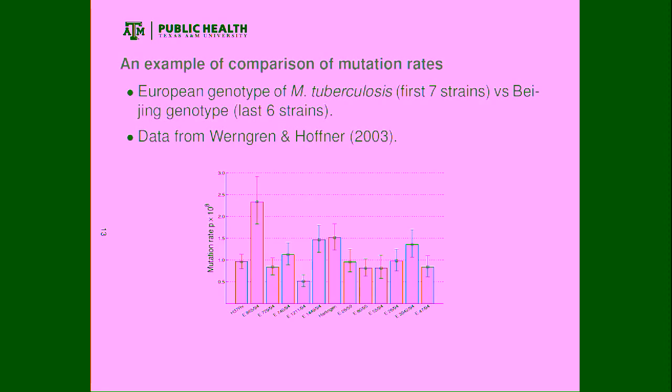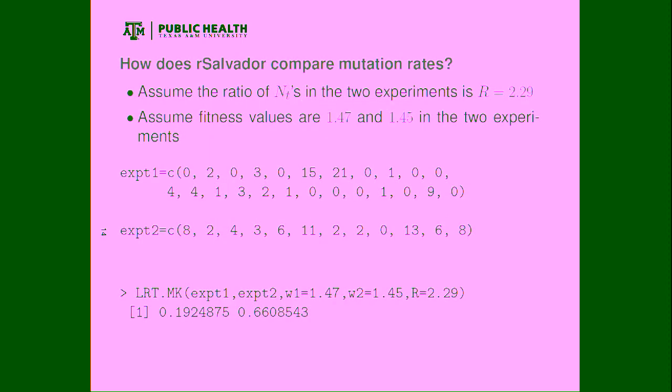There's a dispute over whether or not the European strains are less bad than the Beijing genotype. That is a very controversial problem. We have to compare mutation rates pairwise. If you use my package, you can do this.